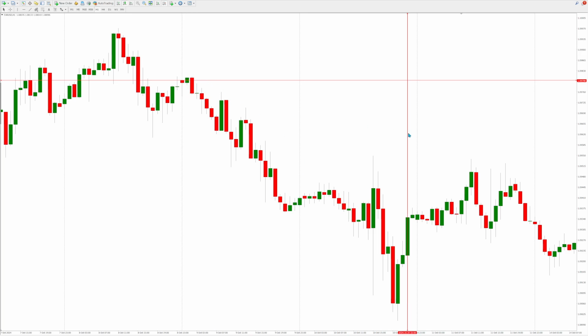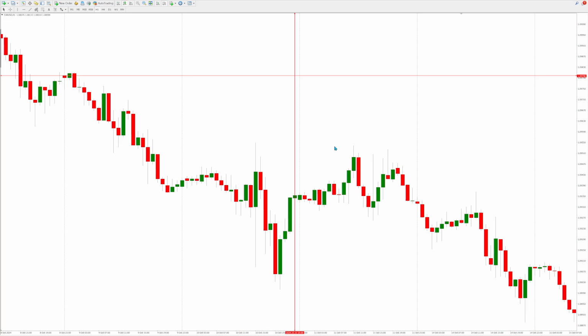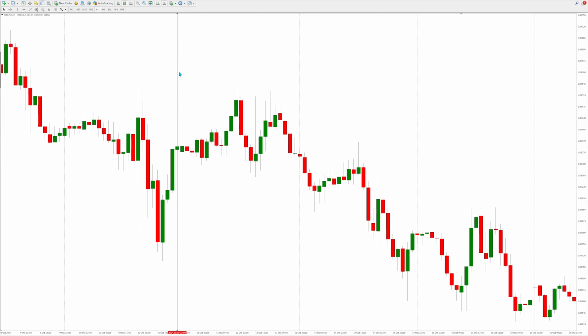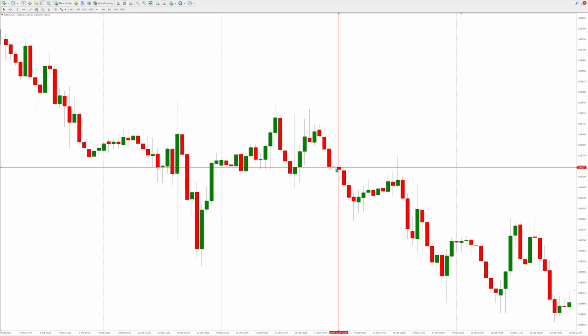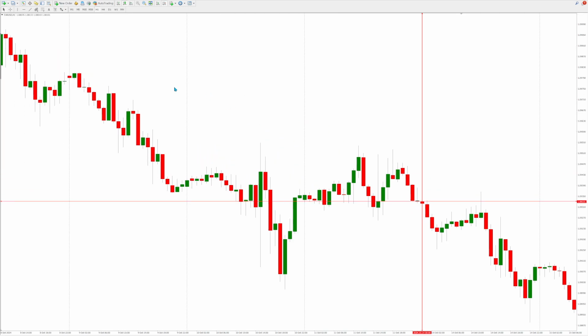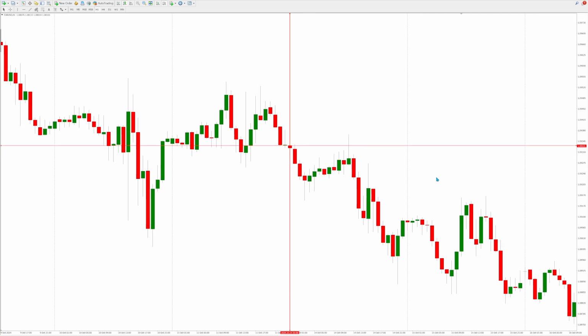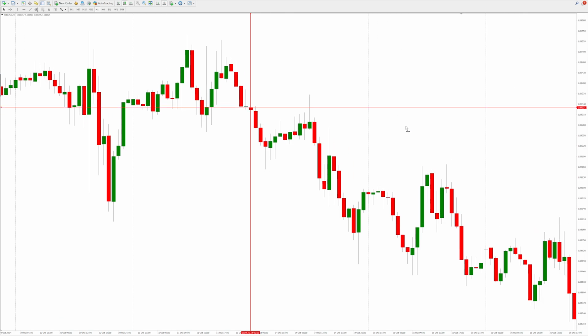Okay, here's one. So this daily open here, see this daily open? We can see the market's trending downwards. What we can do is wait for the price to move away from the daily open, and then as it returns, we could have entered a sell trade into this downtrend using the daily open as our point of entry.